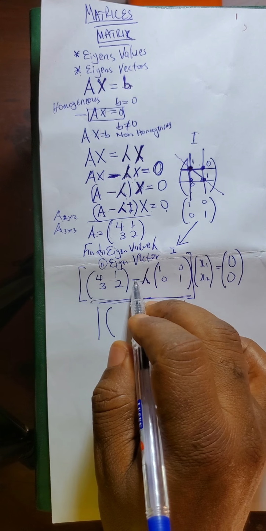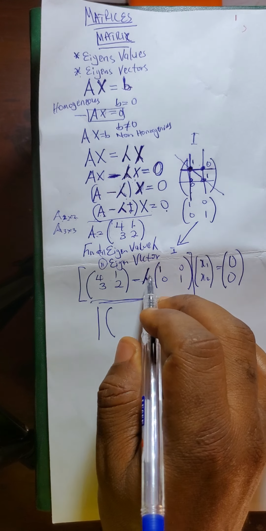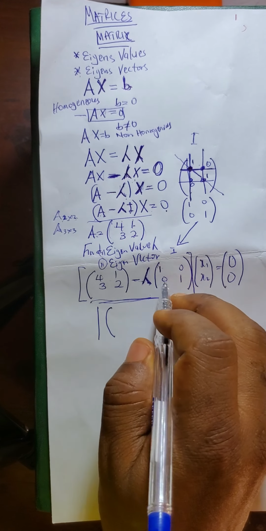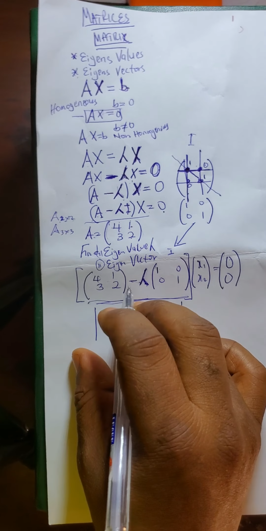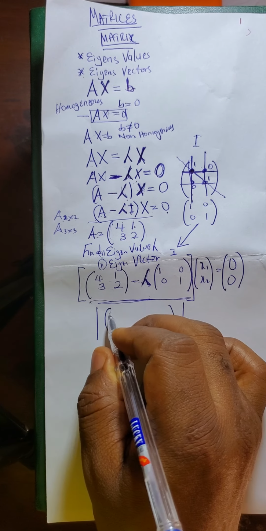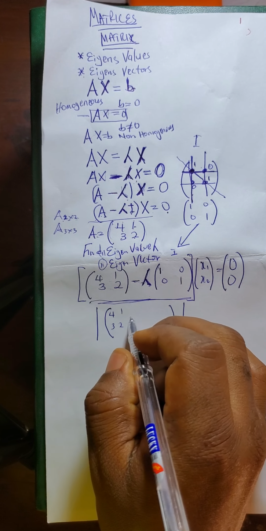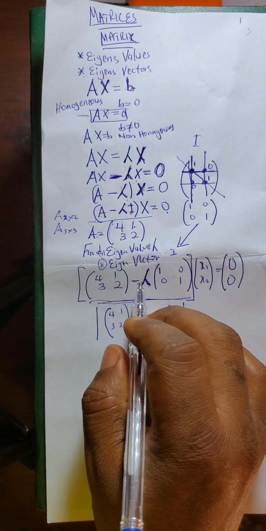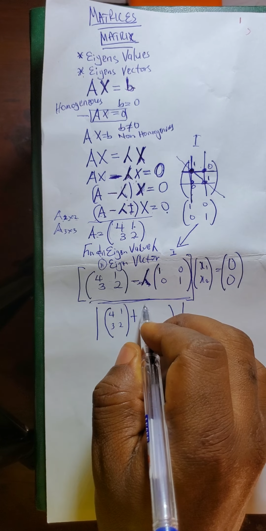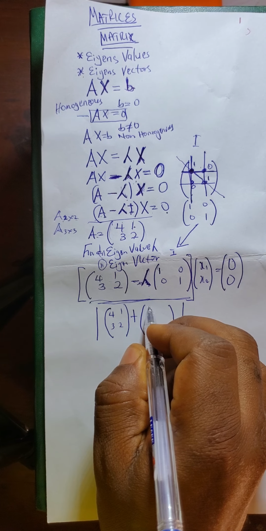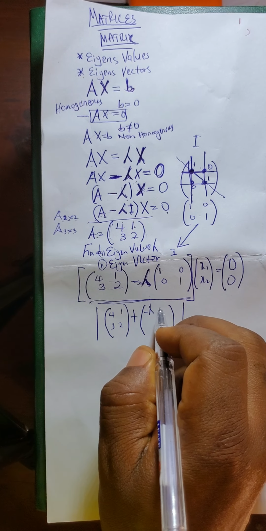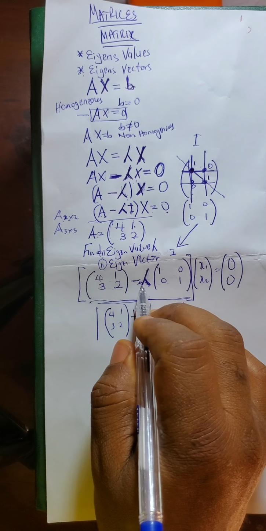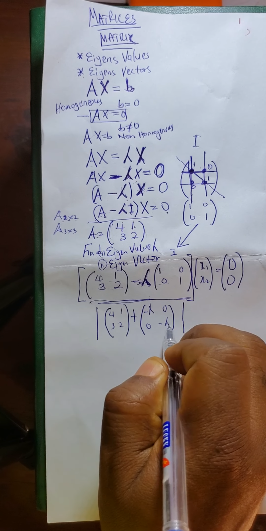This scalar quantity, which is the eigenvalue, we multiply by each of these entries inside. So this matrix is still as it is. I write it as 4 1 3 2. Then this minus this, you cannot say plus, now say minus this times each of these entries. So we have minus lambda times 0 will give us 0. Minus lambda times 0 will give us 0. Minus lambda times 1 will give us minus lambda.